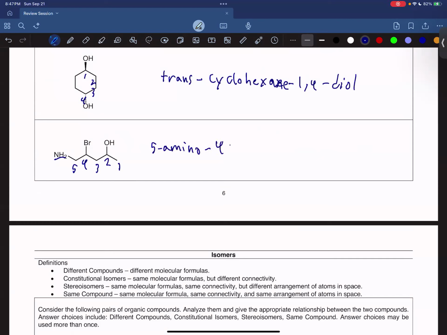followed by 4-bromo, pentan-2-ol. Any questions with that?